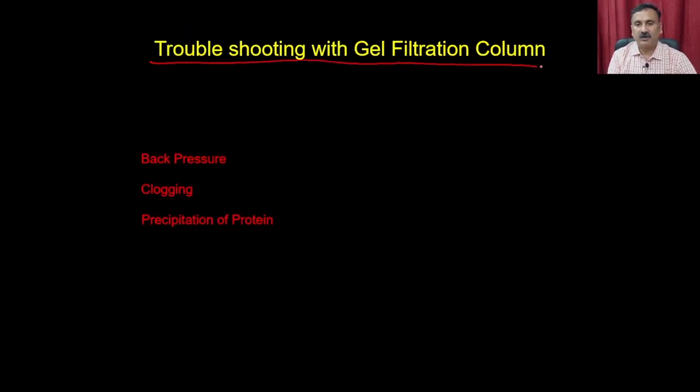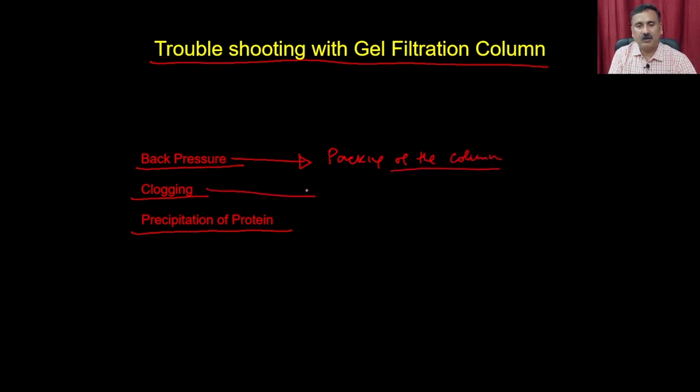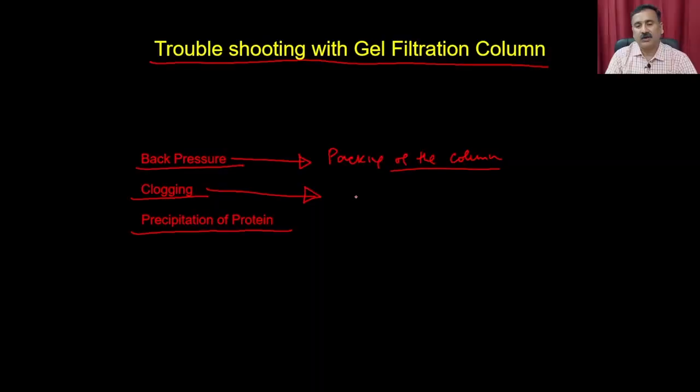There is a lot of troubleshooting you can do with gel filtration chromatography. You can check the back pressure, you can look for clogging, and you also have to look for precipitation. Back pressure is very important; you should not build up back pressure in the gel filtration column, because otherwise it is going to disturb the packing of the column. Clogging is also very important, because sometimes when you don't filter the proteins and you load them onto the column, it is going to clog the column, and then it's going to cause problems in terms of back pressure and the running of the column.